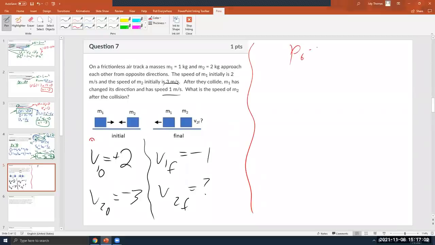Again, momentum initial is equal to momentum final, which means M1 V1 initial plus M2 V2 initial is equal to M1 V1 final plus M2 V2 final. And that's kind of long to write out, but it's important just to note that they both have momentums so long as they both have velocities.